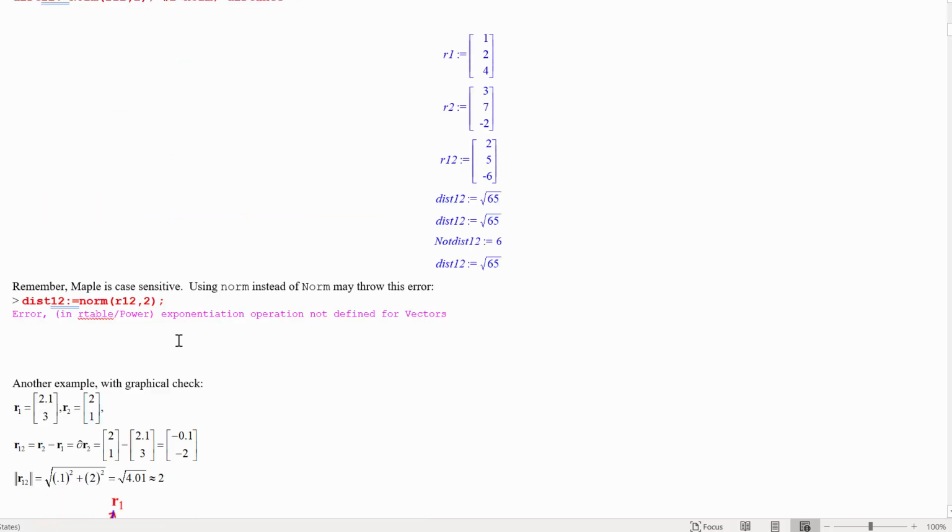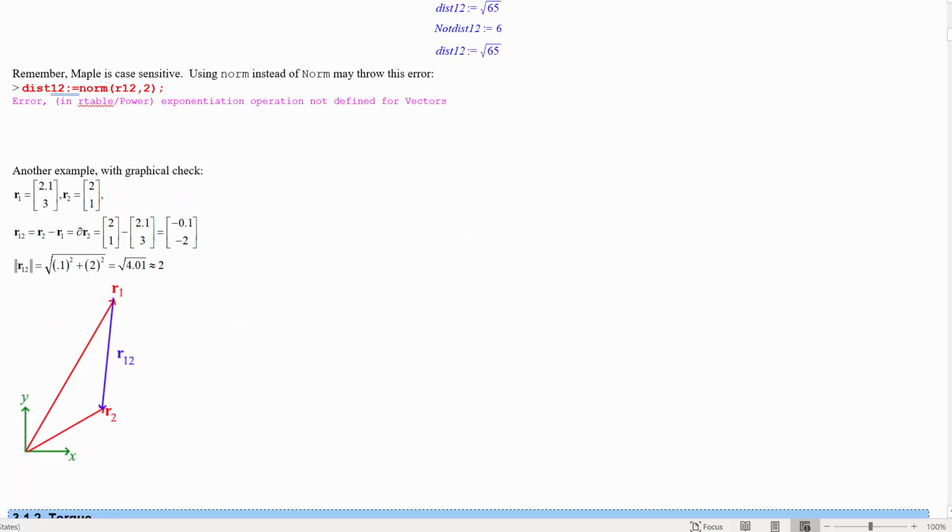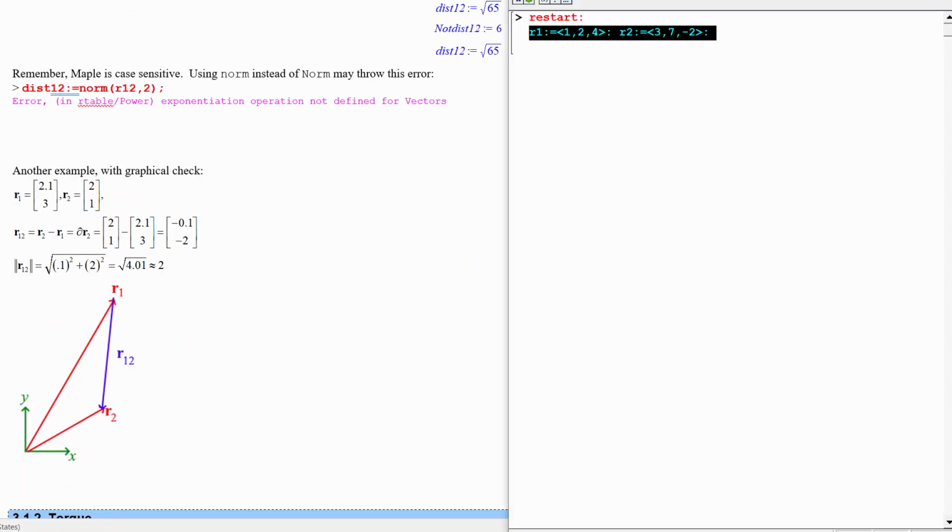Yeah. So we can actually check that maybe for this one instead. Let's go with R1 is 2.1 and 3. R2 is 2 and 1. And yeah, let's subtract them. R12 is R2 minus R1. Did we do it correctly? Yeah, negative 0.1 and negative 2.